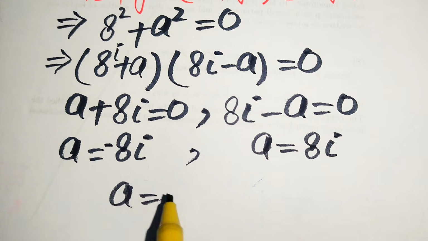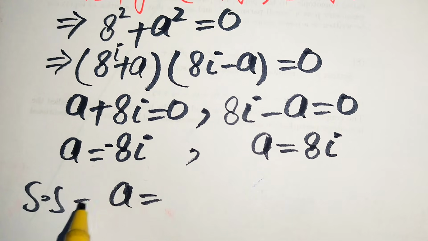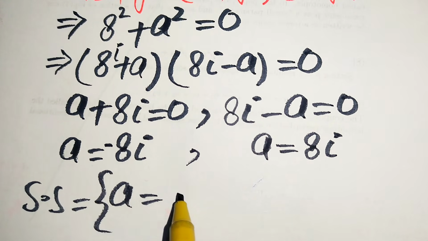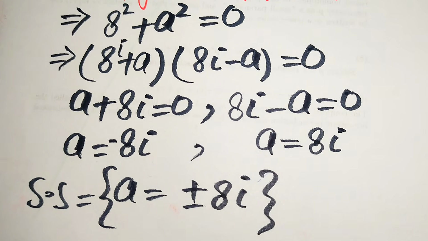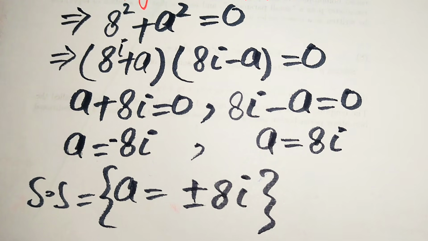So finally we have the solution set of this problem: a is equal to plus minus 8 iota. So this is our final answer.